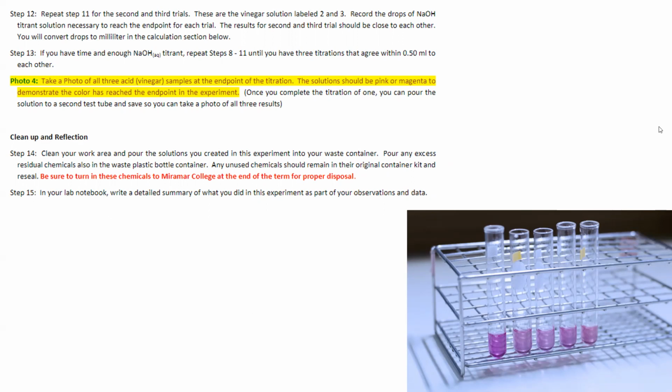So again, we're going to be returning all of the chemicals that you used in all of the experiments at the end of the class to Miramar College so that we can properly dispose of them. Any unused chemicals should remain in their original kit, and anything else should be poured into our waste container, which is our water bottle, and we can just bring those back to Miramar College for proper disposal.